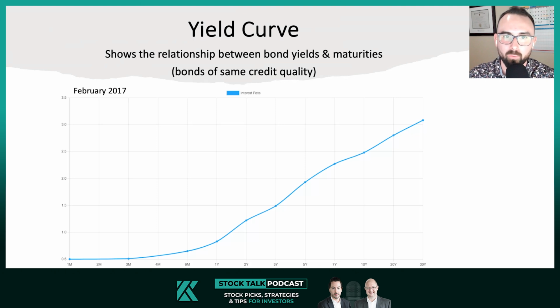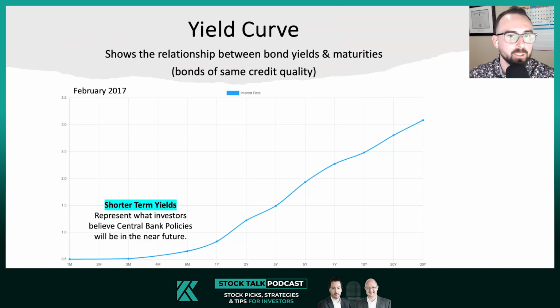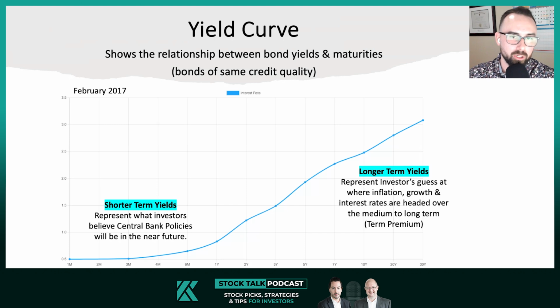And typically, when we are measuring the yield curve, we're looking at the difference between the rate on the 2-year maturity and the 10-year maturity Treasury. Generally, shorter term yields tend to represent what investors believe will happen to central bank policies in the near future. And longer dated maturities represent investors' guess at where inflation, growth, and interest rates are headed over the medium to long term, which is called the term premium.